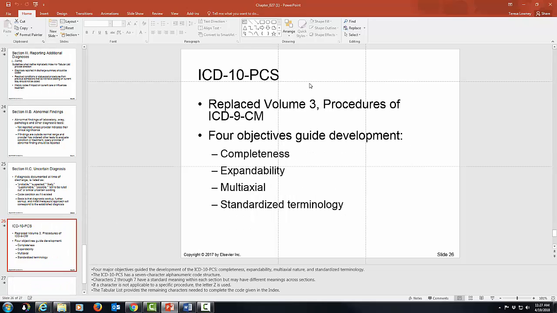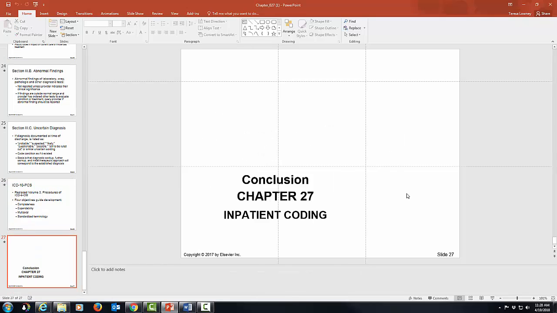Okay, ICD-10-PCS replaced Volume 3 procedures of ICD-9-CM. They made it more specific. There were four objectives to guide this development: completeness, expandability, multi-axial structure, and standardized terminology. If a character doesn't apply to a specific procedure, use the letter Z. That's where we got so many of those codes. It's because of ICD-10. If the tabular list provides remaining characters needed to complete the code given in the index, be sure that you're doing it completely.